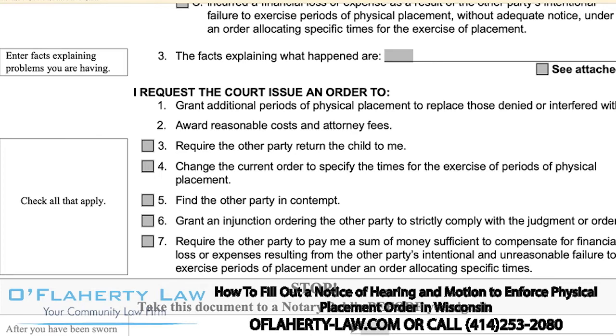Then we have some options here. Depending on what applies to you, what is your situation? What are the facts and circumstances? You can require that the other party return the child to me. Maybe somebody picked up the kids for visitation and just decided not to return them. 4, change the current order to specify the times for the exercise of periods of physical placement. Sometimes married couples who get a divorce, they leave things pretty loosey-goosey when it comes to visitation, because they were getting along at the time, and then something changes and they need more structure.